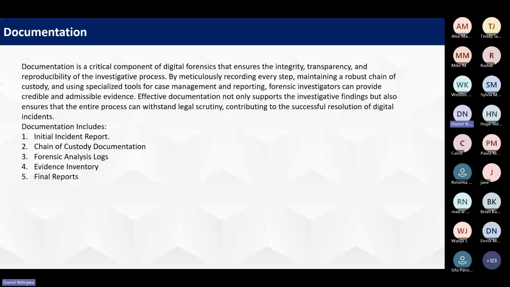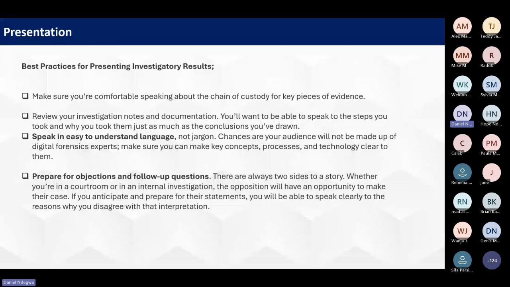So once you have documented, the next step is presentation. You need to, one, be able to understand the whole flow of your investigation. Speak about timelines, speak about the chain of custody, speak in an easy to understand language.